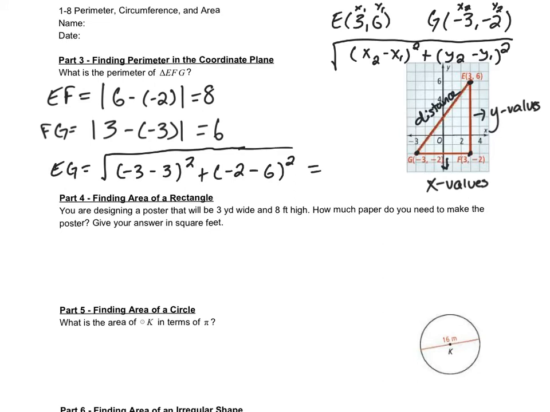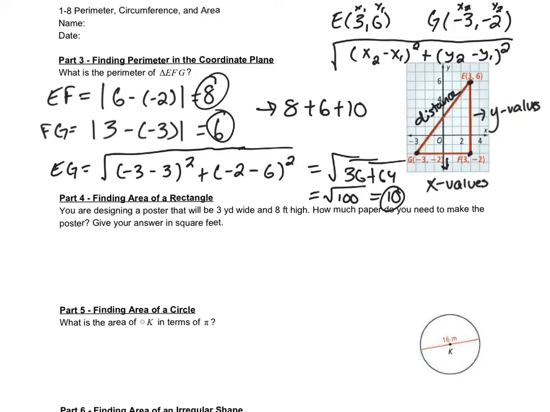Negative 3 minus 3 is 6. 6 squared is 36. And then negative 2 minus 6 is 8. 8 squared is 64. 36 plus 64 is the square root of 100, and the square root of 100 is 10. So EF is 8, our height is 8, and our base is 6, and then our hypotenuse here is 10. So we have to add these three values together: 8 plus 6 plus 10, and we get 24. So our perimeter is 24.